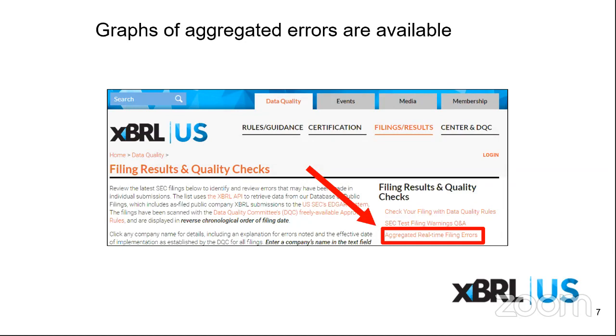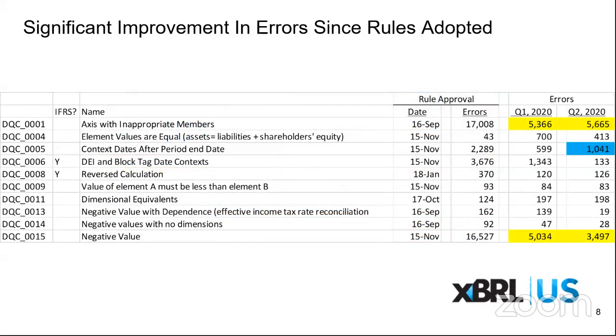But we're going to drill down on the third button, which is the aggregated real-time filing errors. This brings us to graphical representations of the errors that are found. Now I've switched that to an Excel worksheet here, and I've listed some of the first rules that were developed by the committee. We're going to drill down on the 2 that are highlighted in yellow, DQC 1 and 15. Both of these had about 17,000 errors when the rules were first approved in 2016 and 2015, respectively. They show a dramatic reduction in errors since they were approved.